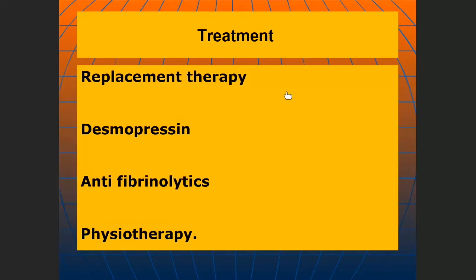Treatment. Number one is replacement therapy. We have to replace the deficient factor. We can give desmopressin. Desmopressin is a drug. It is an ADH analog. Desmopressin stimulates the endothelial cells to secrete factor 8. Factor 8 is mainly synthesized by the liver, and to some extent it is synthesized by the endothelial cells.